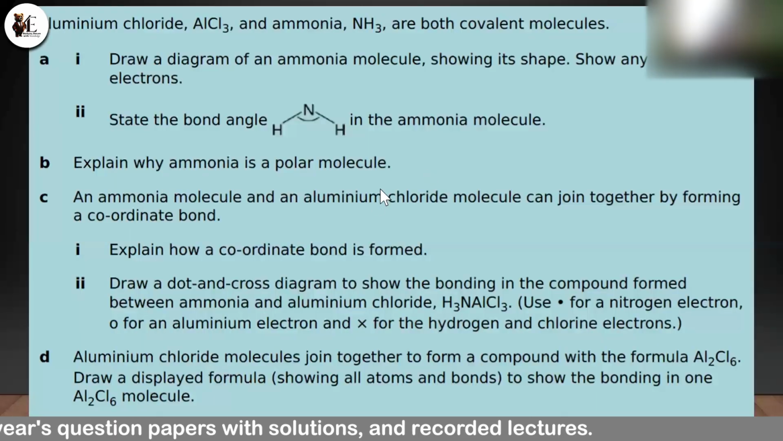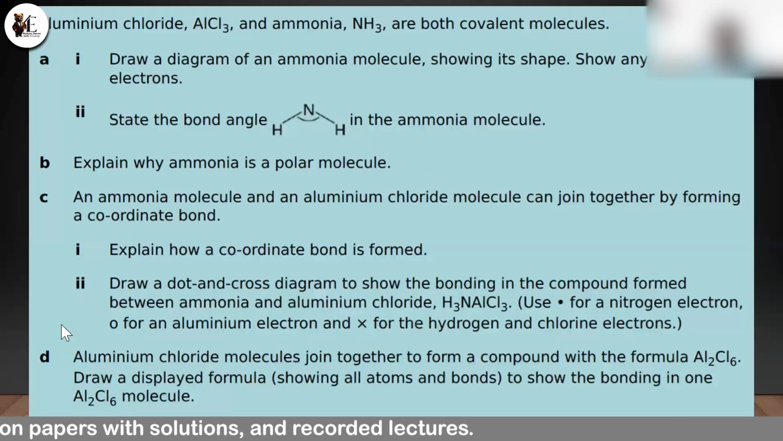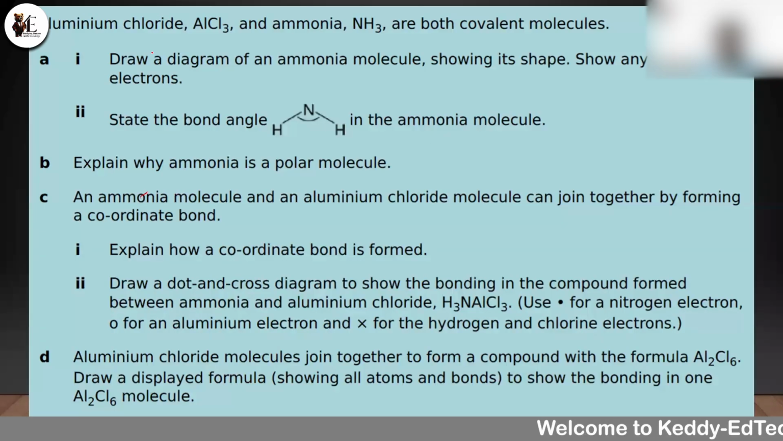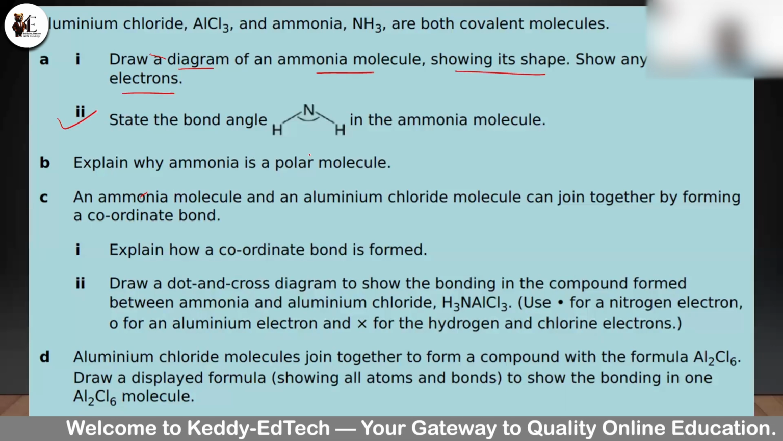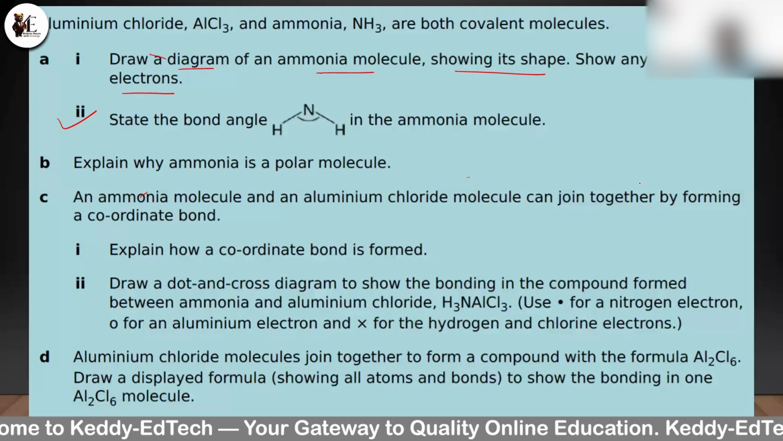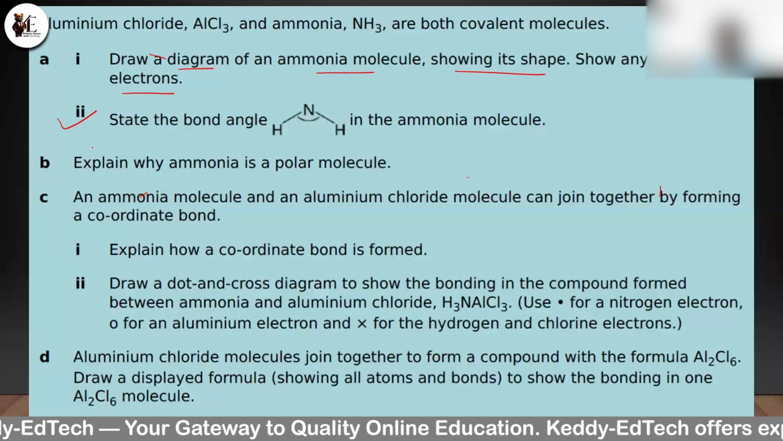Yes. These are your homework questions. I hope you can do it. Question number 1 says that aluminium chloride and ammonia are both covalent molecules. Draw a diagram of an ammonia molecule. You can easily draw it, tell its shape, and show any lone pair of electrons. Second part, state the bond angle in an ammonia molecule. We have already learned it is 107 degrees.